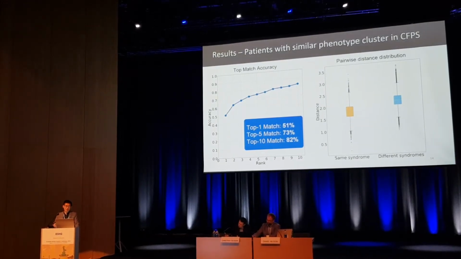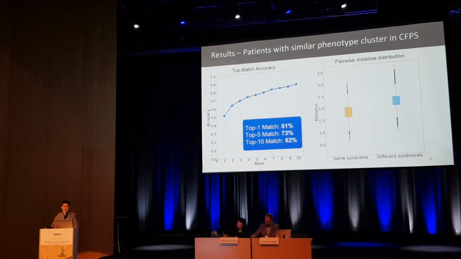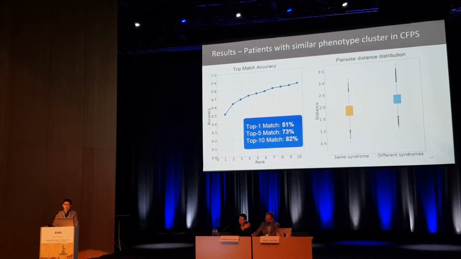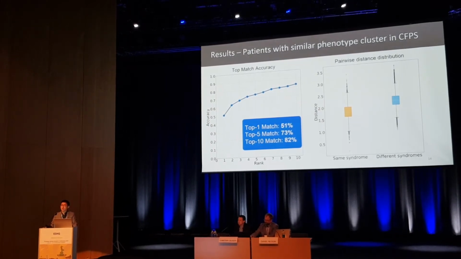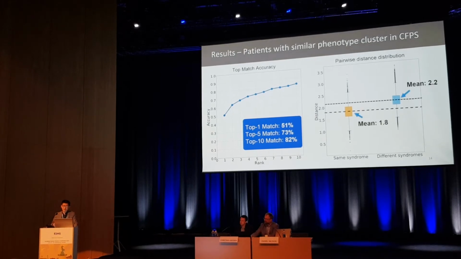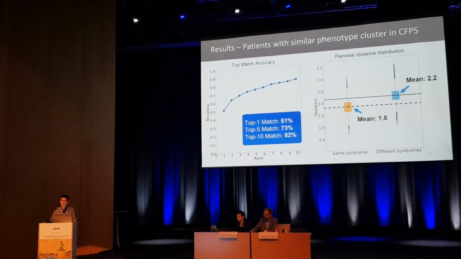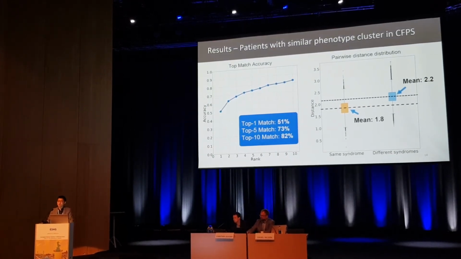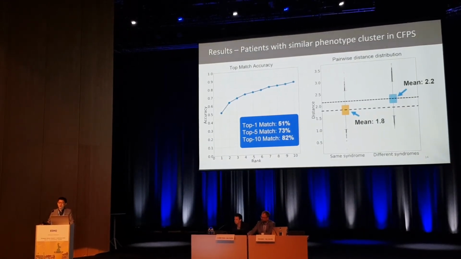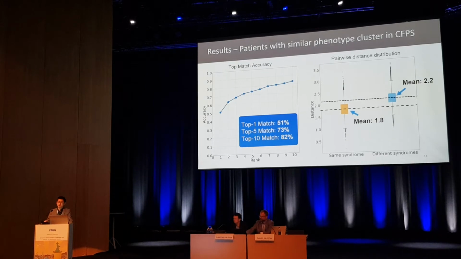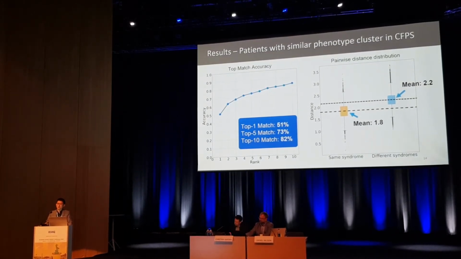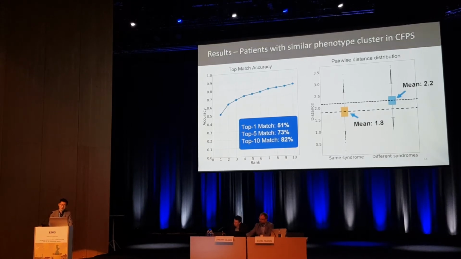And then we look at the box plot on the right, which shows the pairwise distance distribution comparison. Here the y-axis is the distance between two patients. The left one is the distance between two patients with the same syndrome, and the right one is the distance between two patients with different syndromes. Here we can see that the distance between patients with the same syndrome is clearly smaller than the distance between patients with different syndromes.